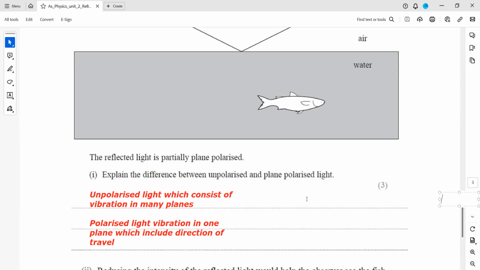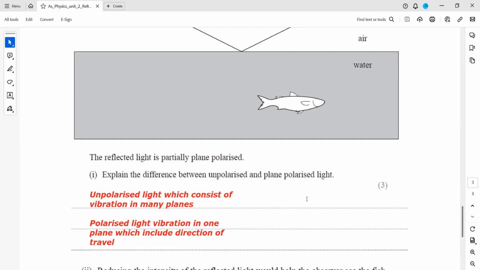But sometimes you can also use a different term. If you mention that unpolarized light has a vibration or oscillation in many planes or all planes, and polarized light has a vibration in one plane that includes the direction of travel. Or you can say unpolarized light has a vibration or oscillation in many planes, while polarized light has a vibration or oscillation in one plane which is perpendicular to the direction of wave travel.